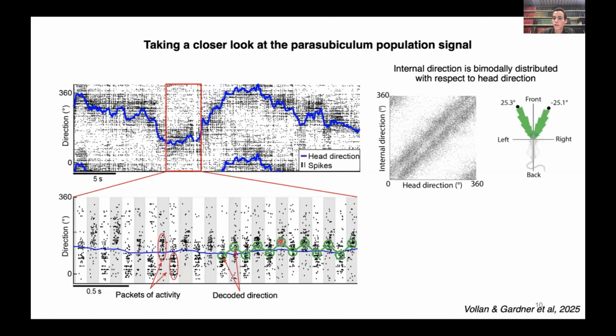And again, if we plot the offset between tracked head direction and decoded direction over the whole session, we see this striking bimodal distribution, indicating that these cells are not actually coding for head direction, but some other signal that alternates from side to side. And since we couldn't really find an external correlate that matched these dynamics, we named this signal the internal direction signal.